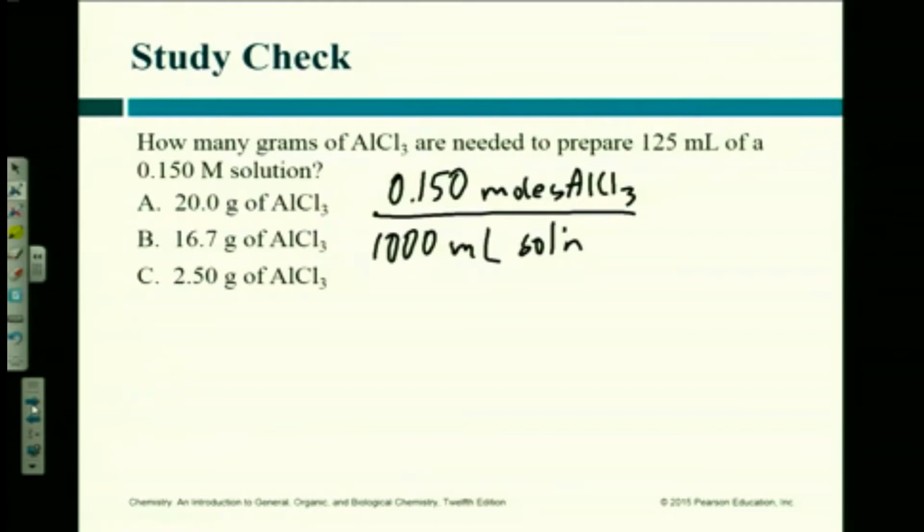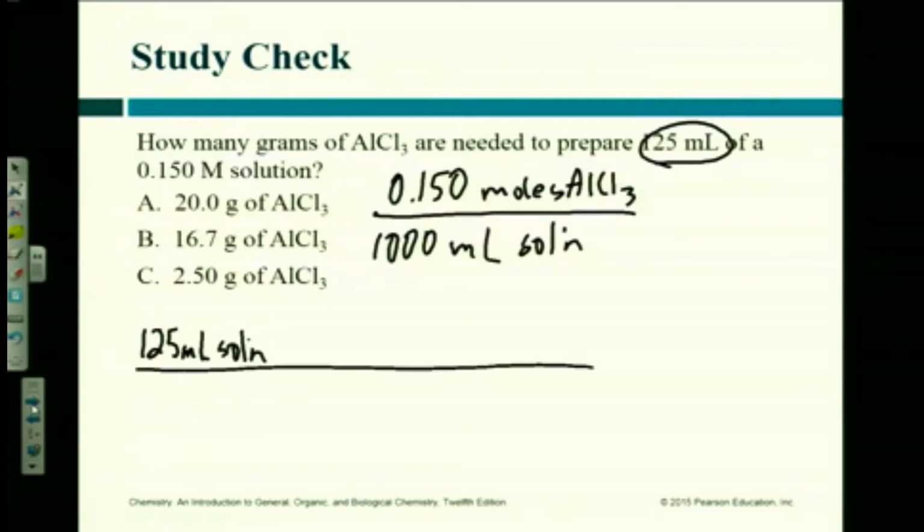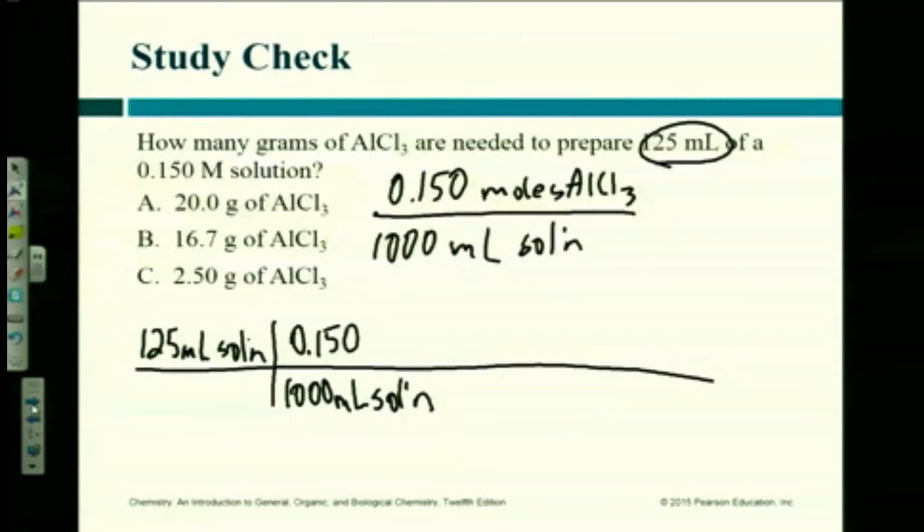Okay, so all right, let's take a look at it. This is my molarity. So this is a conversion, right? I'm not going to start here. I'm going to start here with 125 milliliters of solution. And then I have 1,000 milliliters of solution. If I had 1,000 milliliters, I'd have 0.150 moles of aluminum chloride.